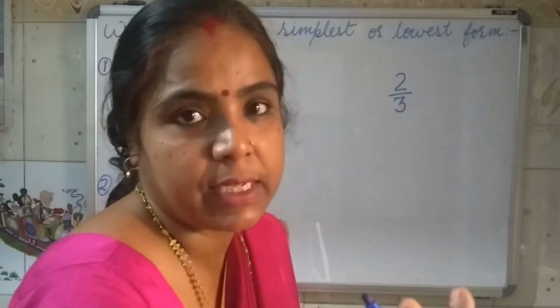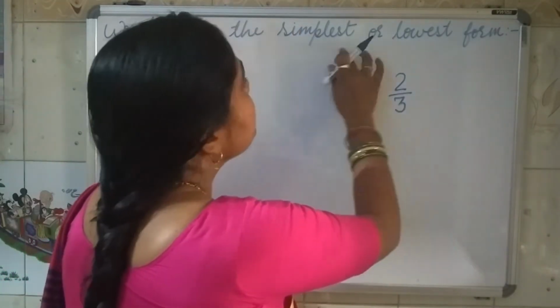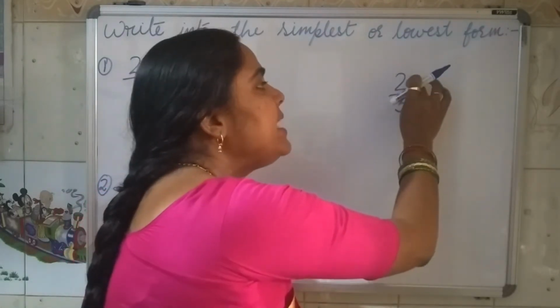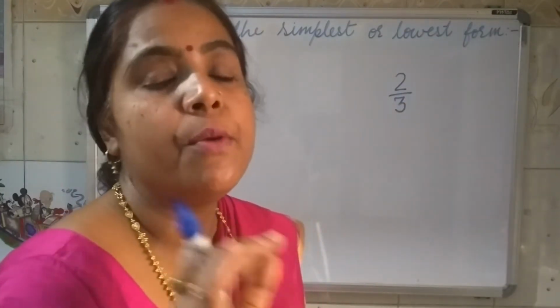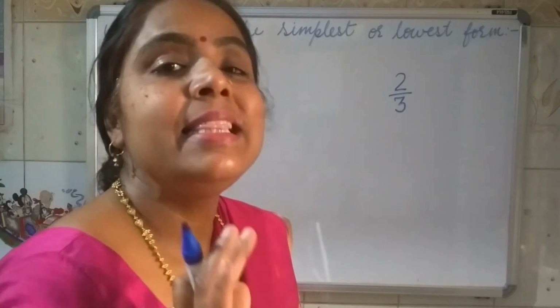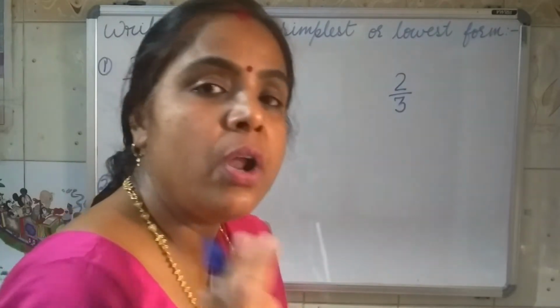It cannot be made any smaller. So the simplest form or lowest form means that when the numerator and denominator are both co-prime numbers, then they are called the simplest form or lowest form.